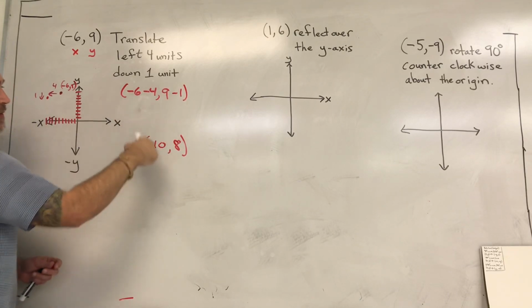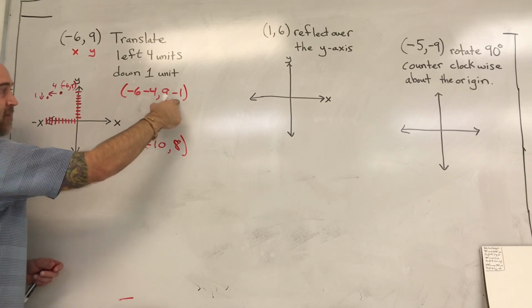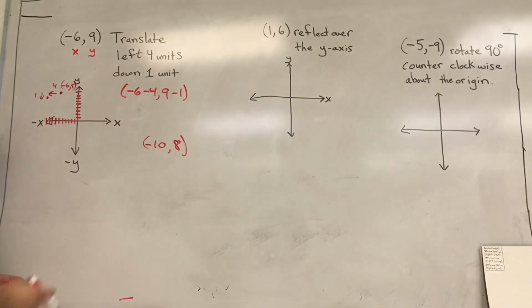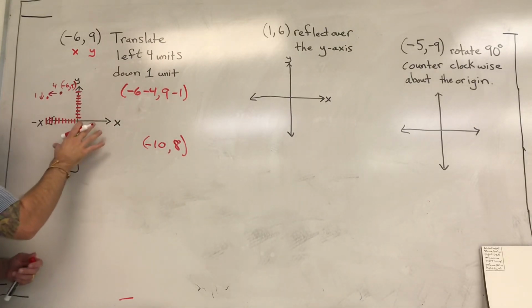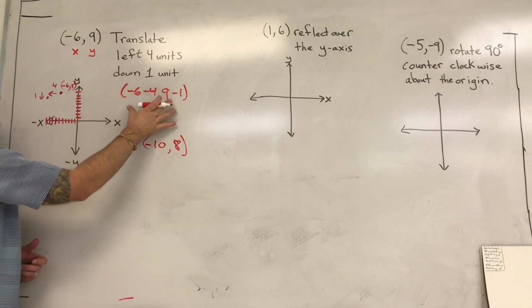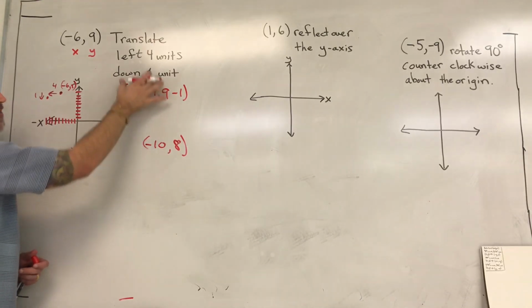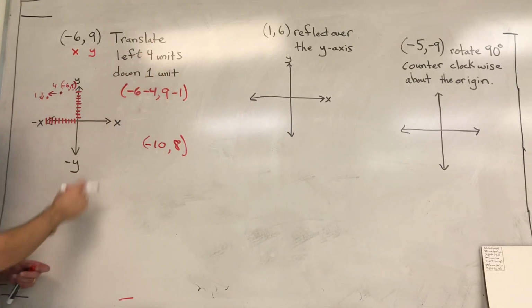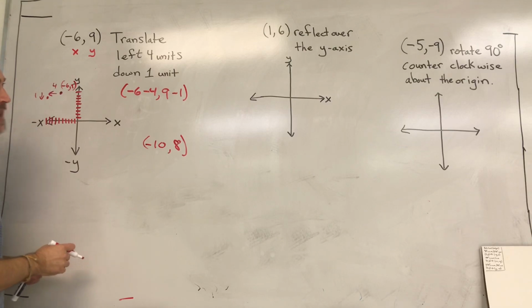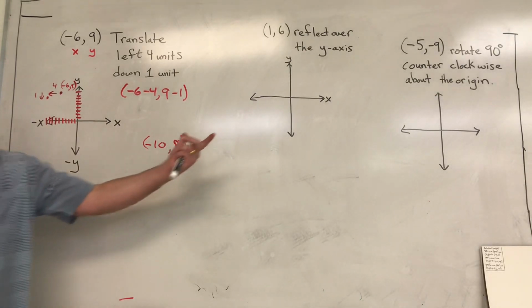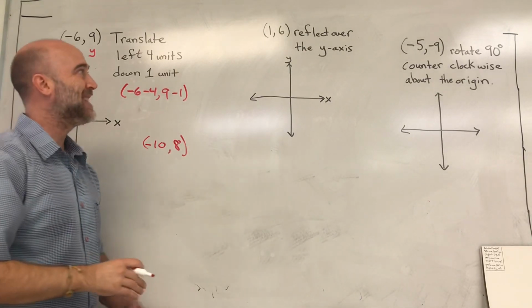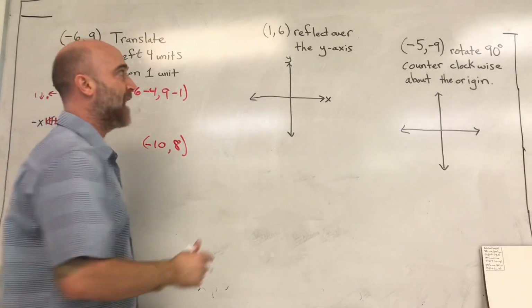Negative 6 minus 4 is negative 10. 9 minus 1 is 8. So trying it graphically just helps it make more sense. And then you can jump straight into the algebra if you understand what left, down, right, and up mean.